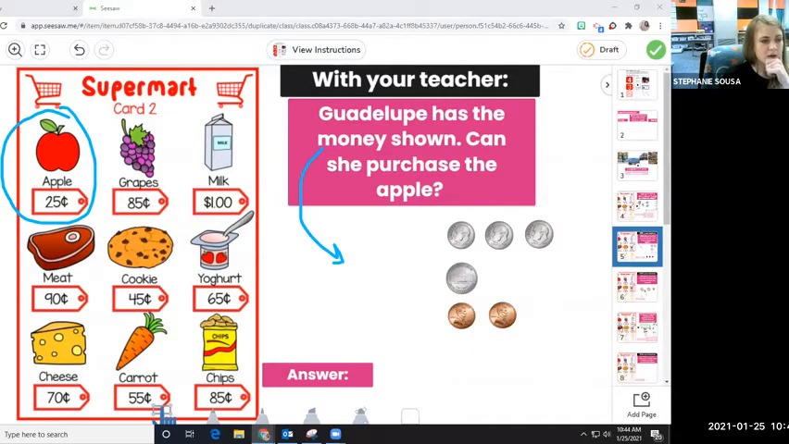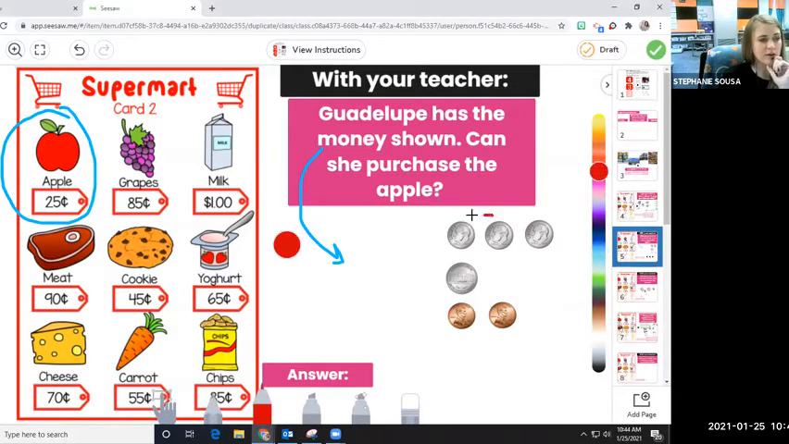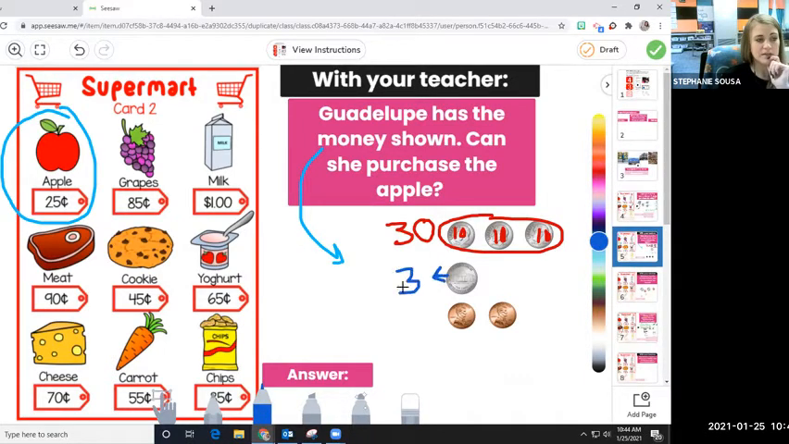Okay. All right. I'm going to count my money. I'm going to group these together. 10, 20, 30. I know that a dime is worth 10, and I know that I can count by tens, and I have 30 cents. So guess what? Can Guadalupe buy that apple? Yes, she can. I already know that because she has 30 cents, but I'm going to continue to count to see the total. Then I'm going to add the nickel. So 30 cents plus 5 cents is 35 cents.